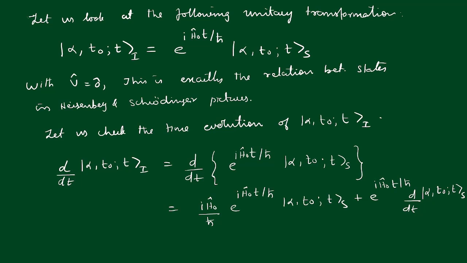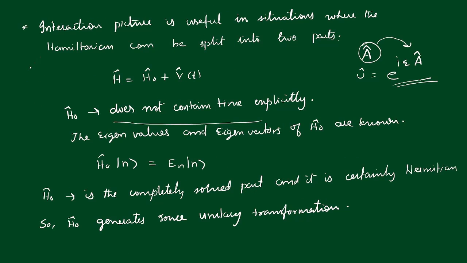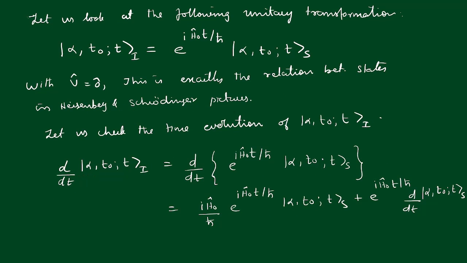Now we see that it's convenient to write i h cross d by dt, so you multiply by i h cross on both sides. I think I should go to the next page. Let me copy this.